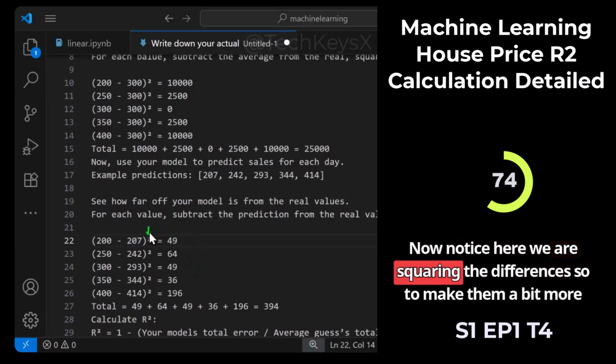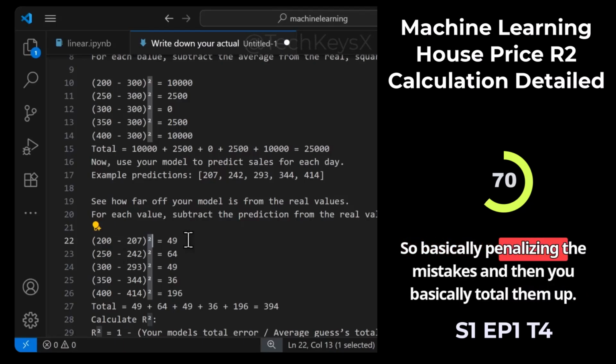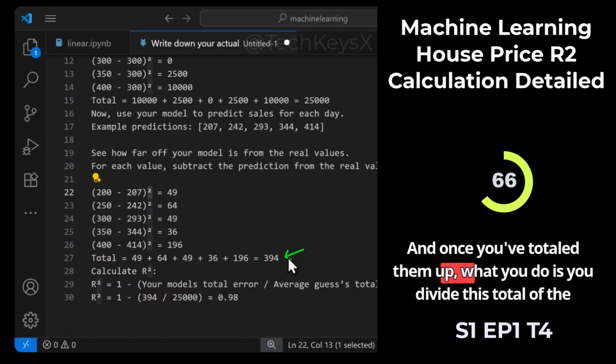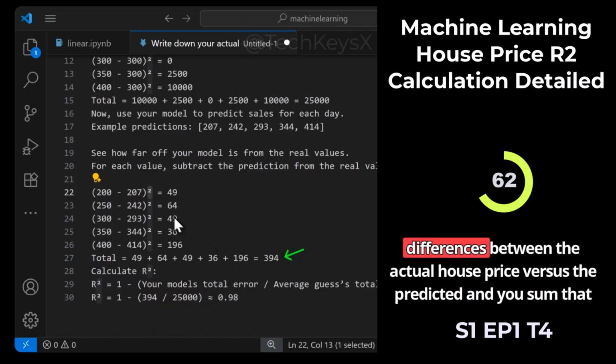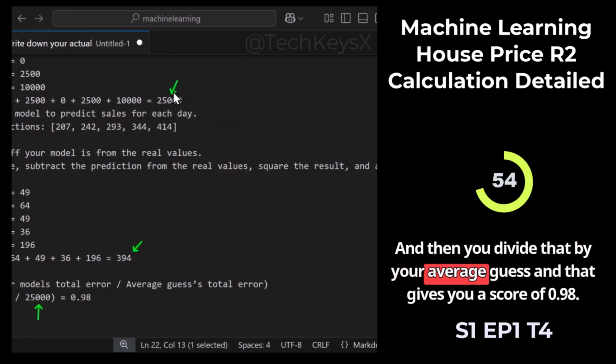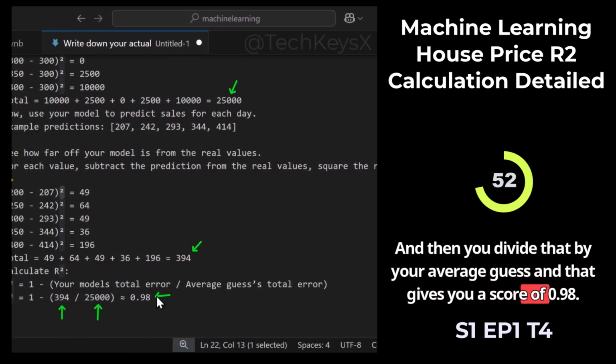Now notice here we are squaring the differences to make them a bit more prominent, basically penalizing the mistakes, and then you total them up. Once you've totaled them up, you take this total of the differences between the actual house price versus the predicted, sum that up over here, and then divide that by your average guess, and that gives you a score of 0.98.